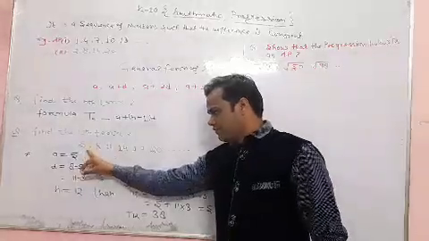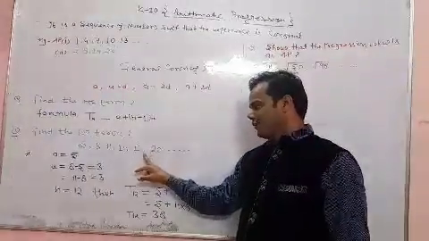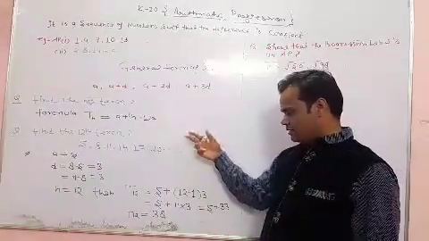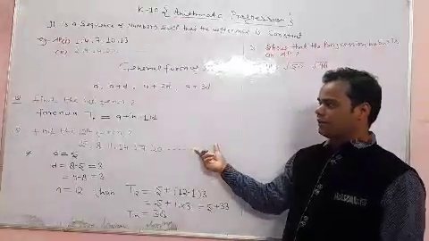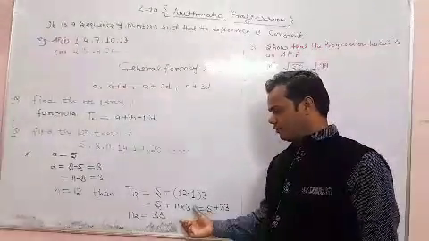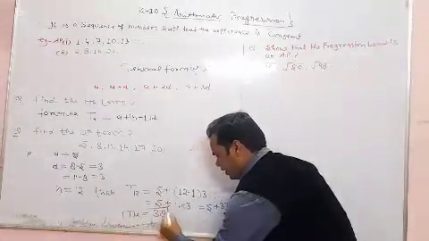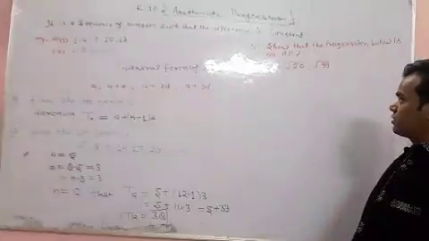That means the first term is 5, second is 8, third is 11, fourth is 14, fifth is 17, sixth is 20, and the seventh term is next. Then T12, the 12th term, is 38. So finally your answer is T12 is 38. I want to solve the next question.